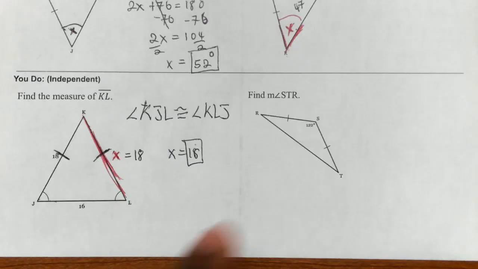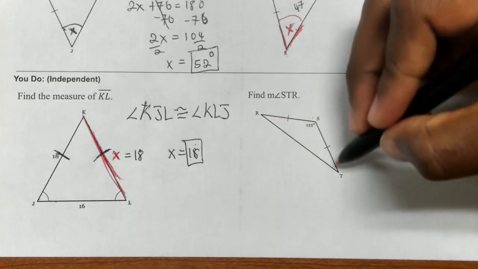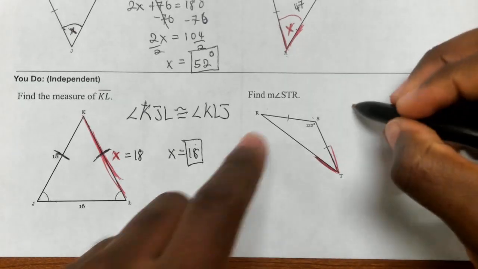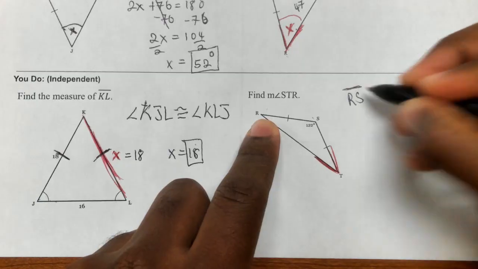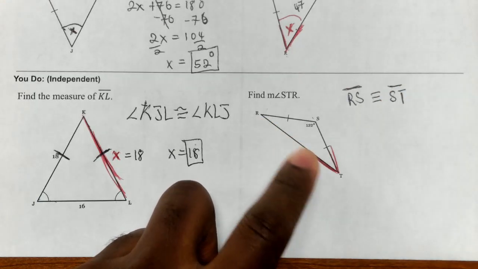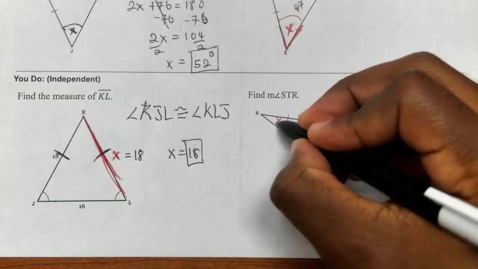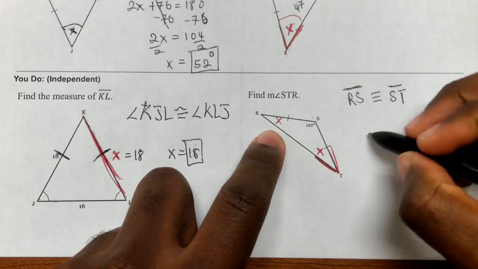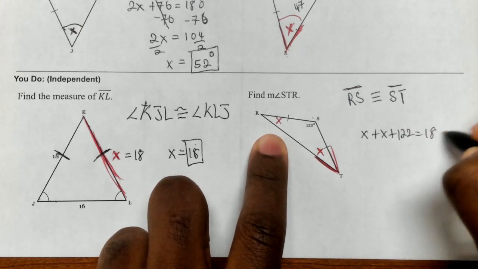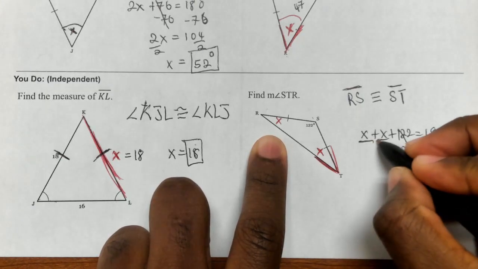And then the final one, it says find the measure of angle STR. So STR would be this angle right here. We know that the side RS is equivalent to the side ST. So because the sides are equivalent, we're going to call this x. That means that their angles are equivalent. So we could use the sum of all angles in a triangle. So x plus 122 is equal to 180. Subtract 122. Oh, we forgot to combine these like terms first.